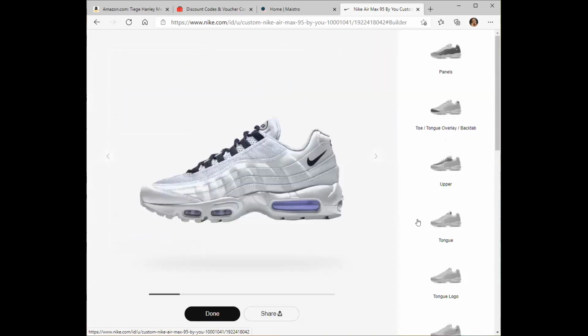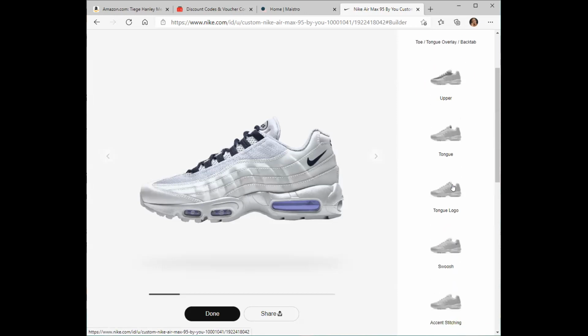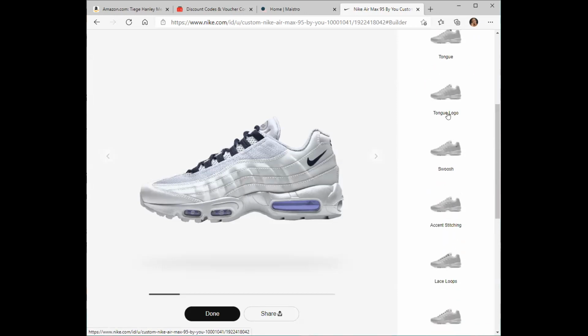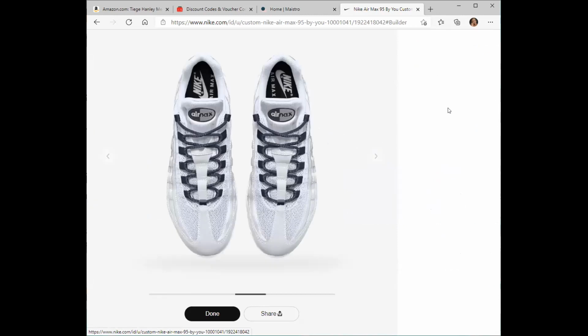Okay, so we can see that they give us various options to customize different aspects of the sneaker, from the panels of the sneaker. So whenever you hover over an option, it highlights that option in the sneaker to show you which part of the sneaker that customization tool affects, right? Then we can customize the tongue or the toe, the tongue overlay or the toe or the back tab of the sneaker. We can also do the upper part of the sneaker, the tongue logo. You can actually change the logo that is typed on the sneaker from Air Max to whatever you might like. So let's try that quickly.